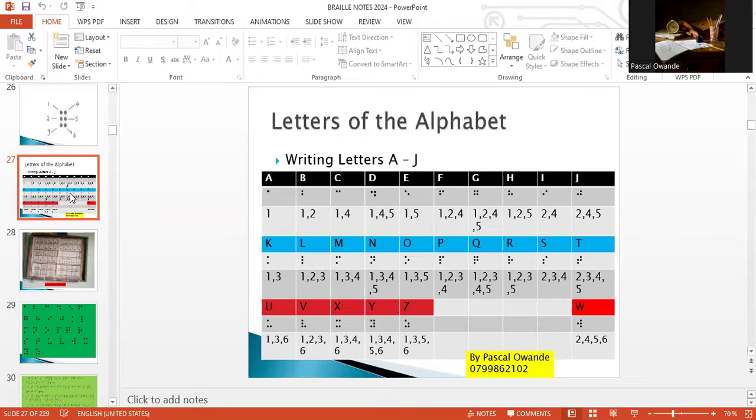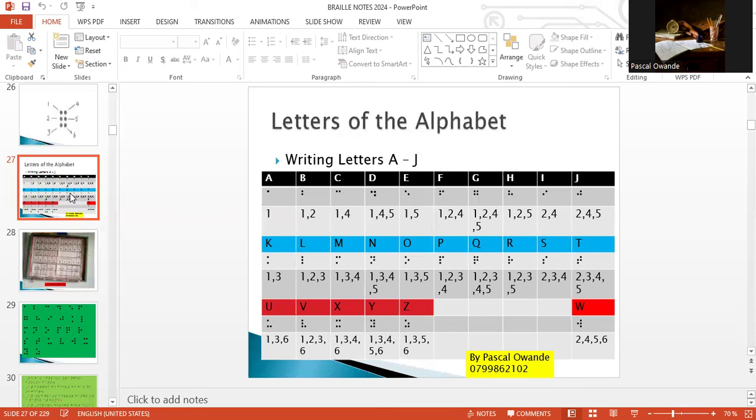Then on top of that, the third layer is letters U to Z, excluding letter W. As I said in the previous session, according to the French origin, letter W is not part of their language, and therefore it is not supposed to be there. But now that we are learning English Braille, and Braille uses the English language to express itself, we cannot do without letter W, and therefore we reserve it for a special position.